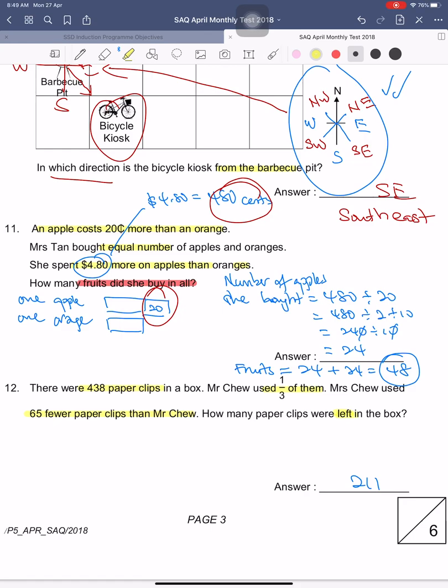Okay, so I'm going to use the unitary method to guide you. For those of you who want to use the P5 method, by all means carry on. So 438 is the number of paper clips at first. Mr. Chiu used 1/3 of it.